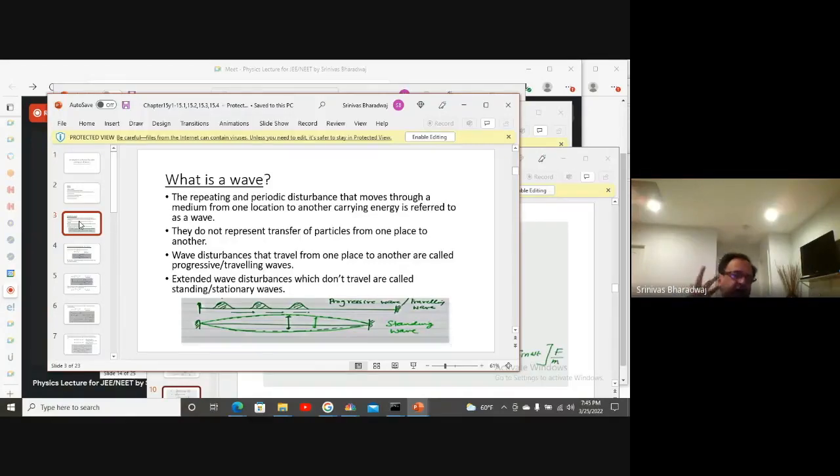So the study of waves is essential to all the things that we study. Now, light waves are used in fiber optics, and the study of waves is a fundamental science in itself.